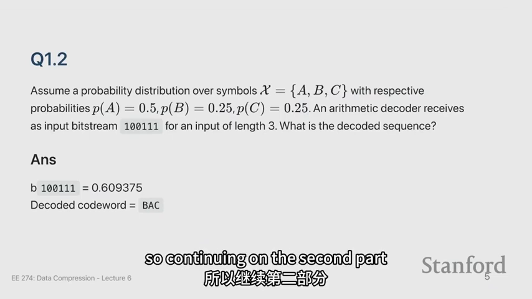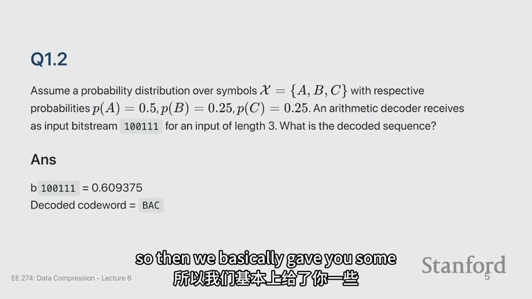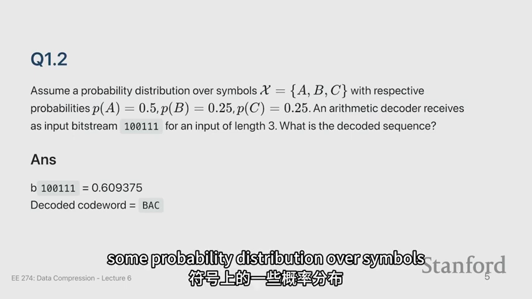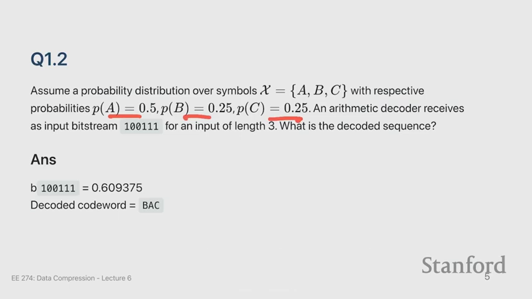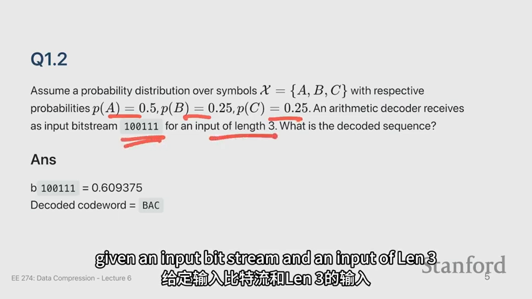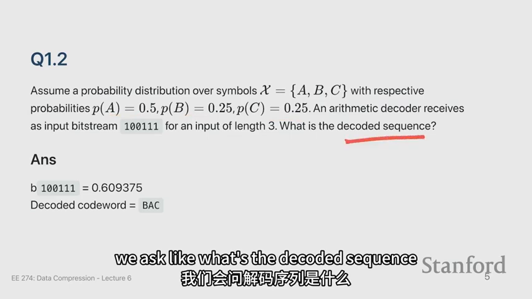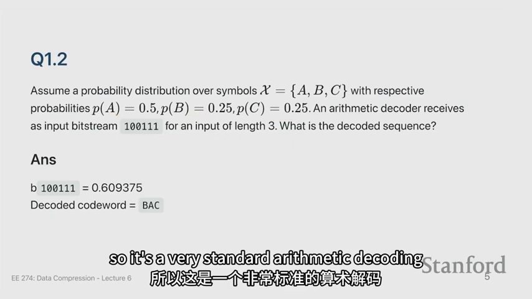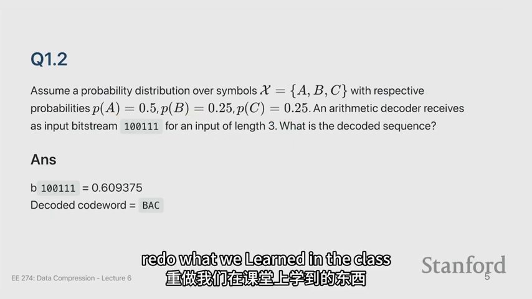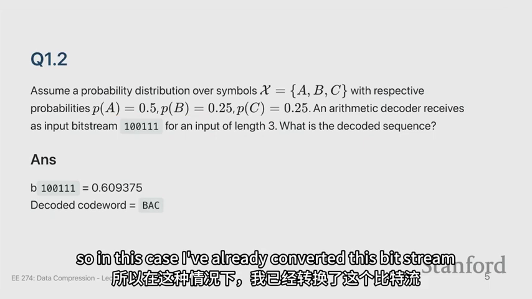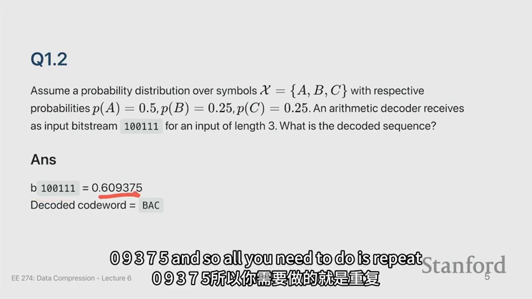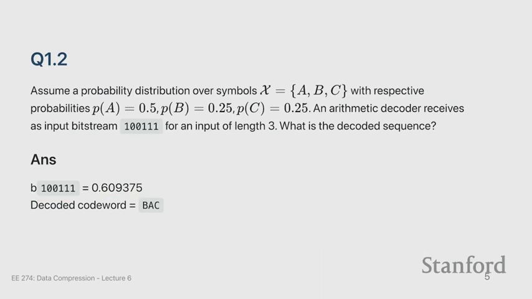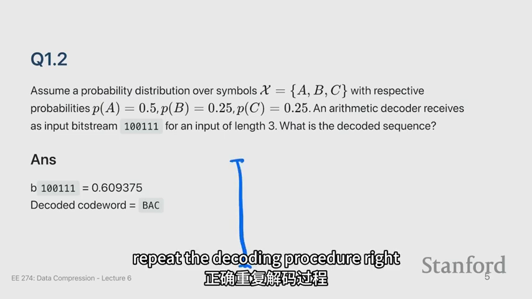No, okay. Continuing on the second part, we gave you a probability distribution over symbols, and given an input bit stream and an output length of 3, we asked what the decoded sequence is. It's a very standard arithmetic decoding. You just had to go back and redo what we learned in class. I've already converted this bit stream to 0.60935, and all you need to do is repeat the decoding procedure.